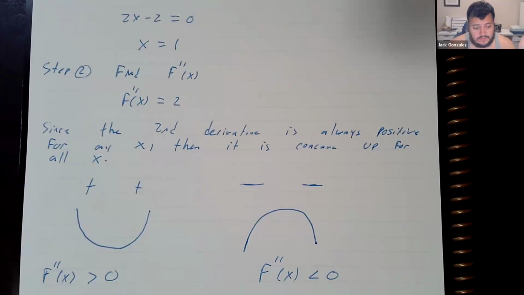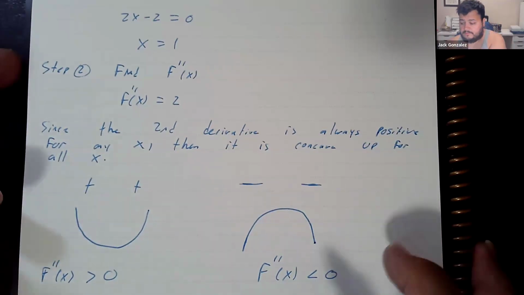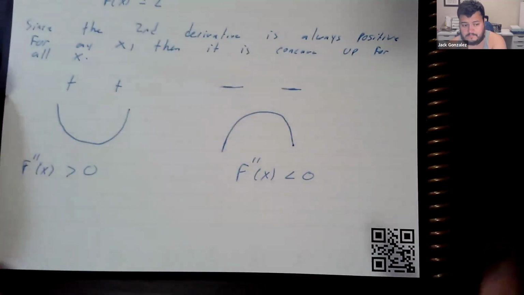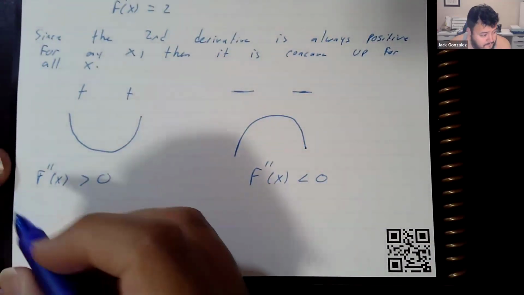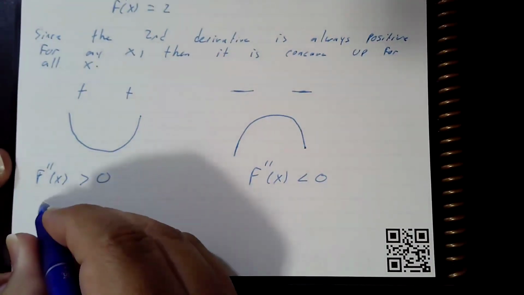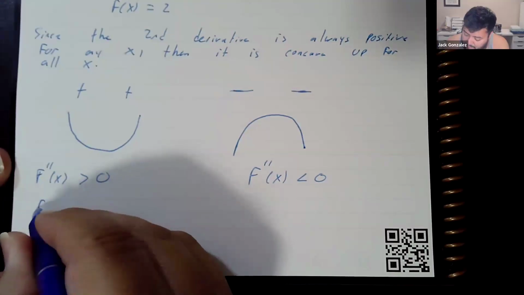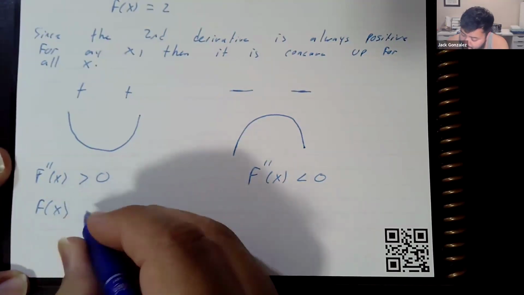So to answer the question: where is it concave up? What interval? Between any two points. Yeah, any point whatsoever, right?